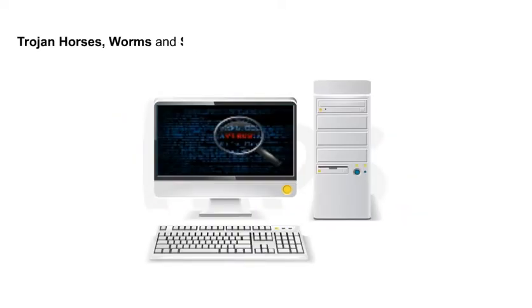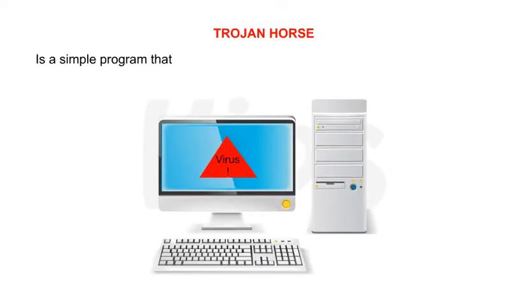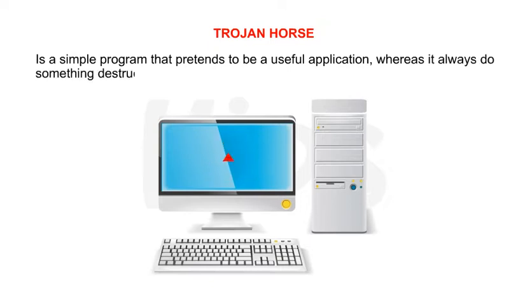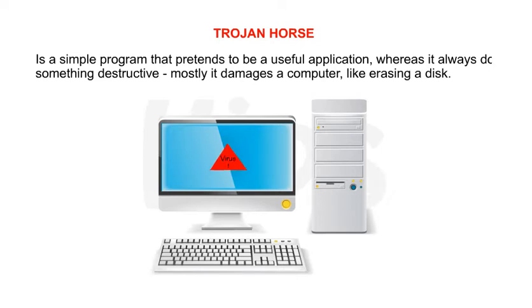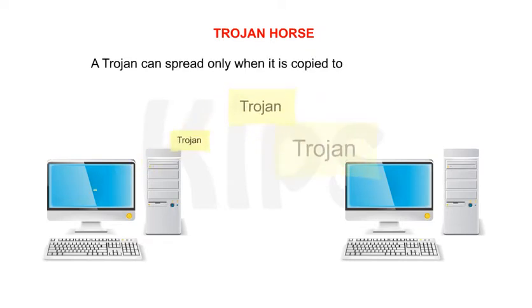Trojan horses, worms and spyware are some other terms which are associated with virus programs but are actually different from virus programs. Trojan horse is a simple program that pretends to be a useful application, whereas it always does something destructive. Mostly damages a computer, like erasing a disk. It is not self-replicating. A Trojan can spread only when it is copied to another system.